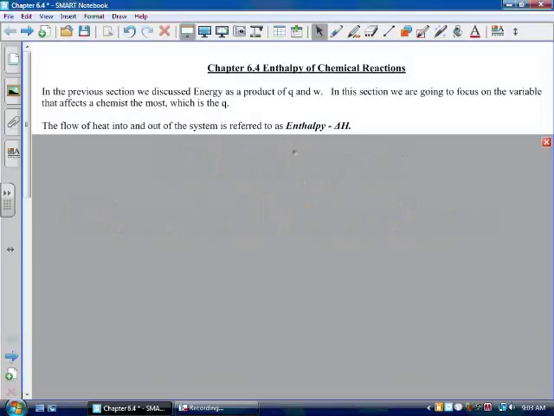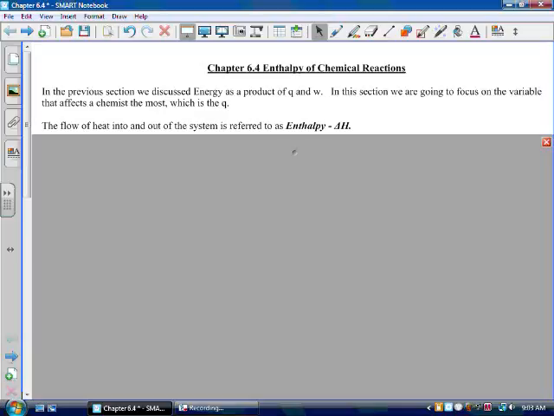In the last section, we talked about energy being a product of heat and work. But truthfully, in chemistry, it's not the work so much we're worried about. In physics, they worry about the work aspect of energy and not so much about the heat. But in chemistry, we focus mainly on the variable of heat because that's the one that affects us the most. The flow of heat in and out of a system is referred to as enthalpy, and we represent that with a delta H for enthalpy change.